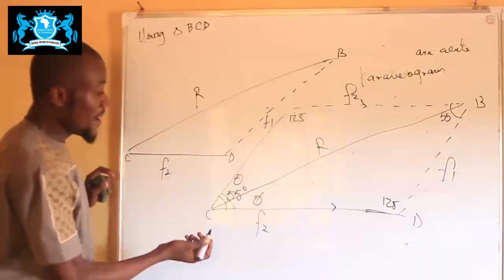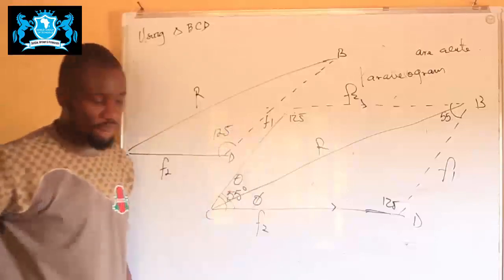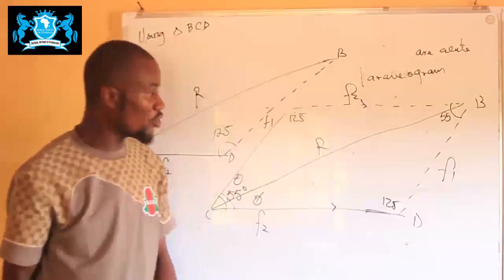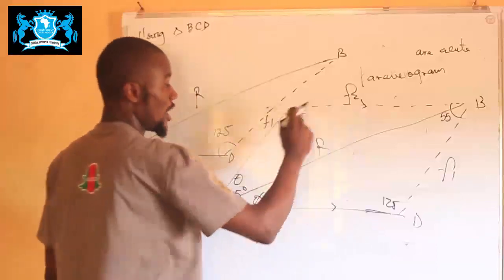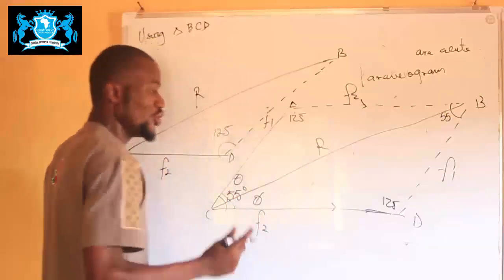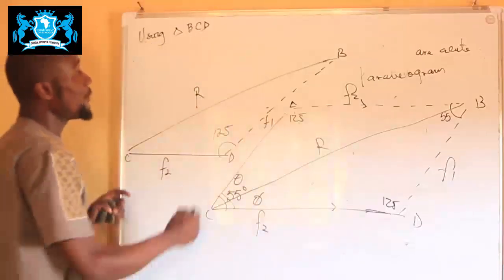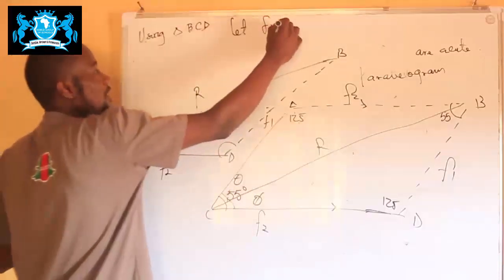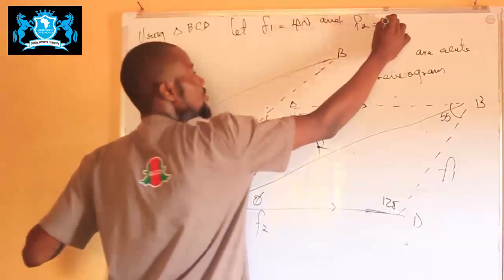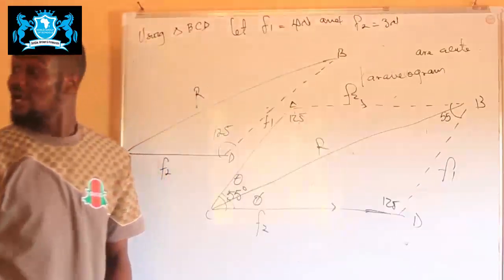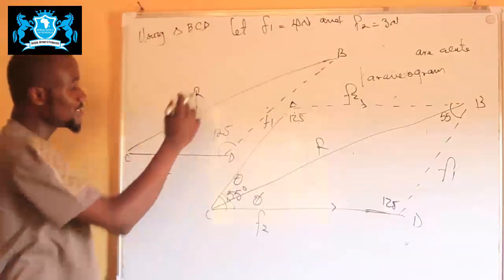So, now, remember that here is still maintaining an angle of what? 125. Here is still maintaining an angle of 125. Whether you are using triangle BCD or triangle ABC, you are still going to have this shape. Now, let's say, for example, let F1 be equal to 4 Newton and F2 be equal to 3 Newton. Now, using these two values, let's get the resultant force.